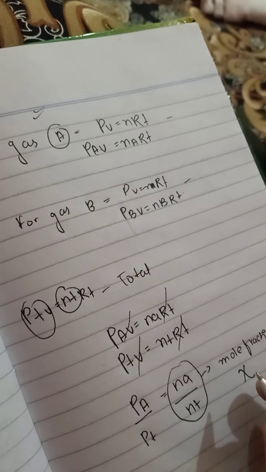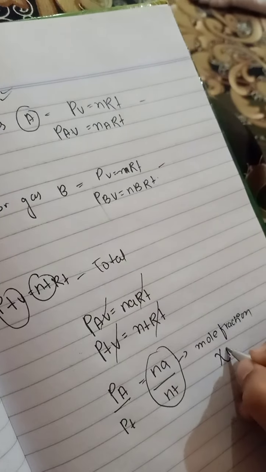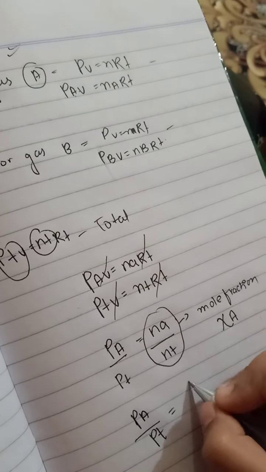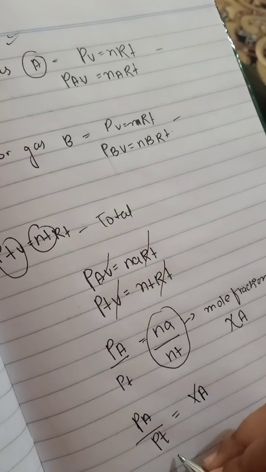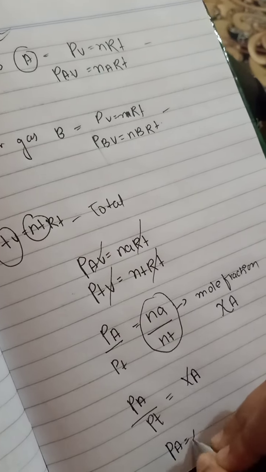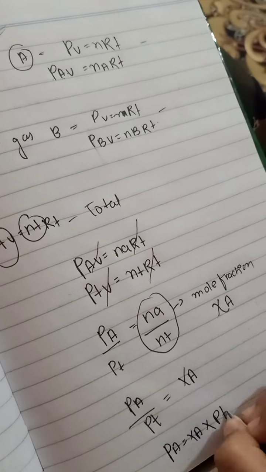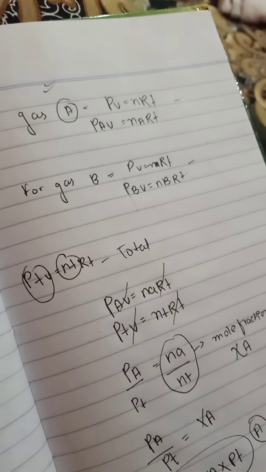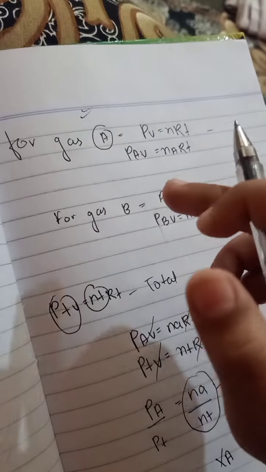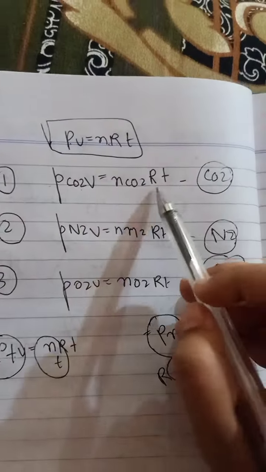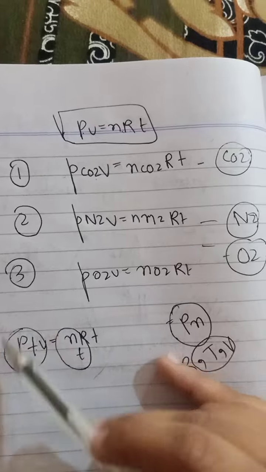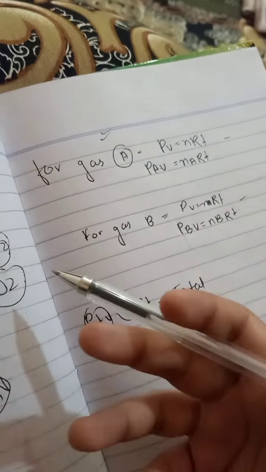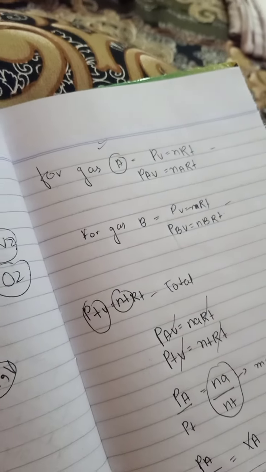Mole fraction is denoted by X. Here the gas is A, so we write XA. So PA upon PT is equal to XA, and we can write PA = XA multiplied by PT. That is the partial pressure of gas A. In the same way, we can find the partial pressure of gas B. We can find the partial pressure of all of these by dividing by the total pressure. If you have to find the total pressure, we add all those equations.